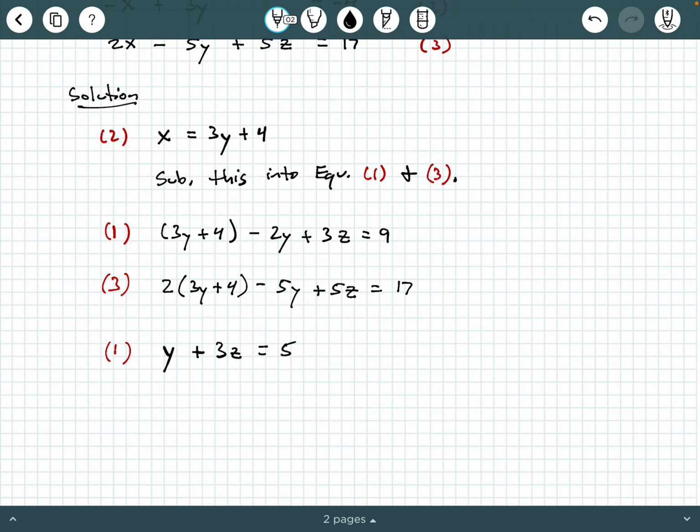9 minus 4 gives me 5. So that's my simplified version of equation 1: y plus 3z equals 5.